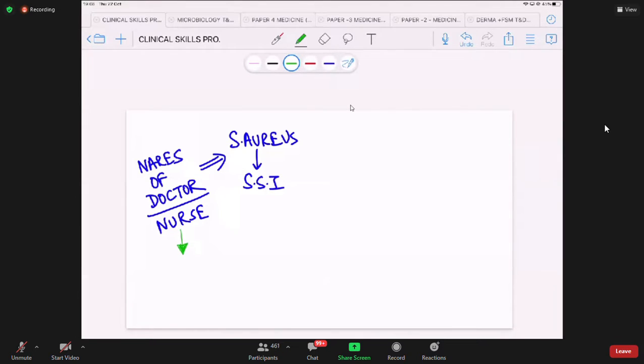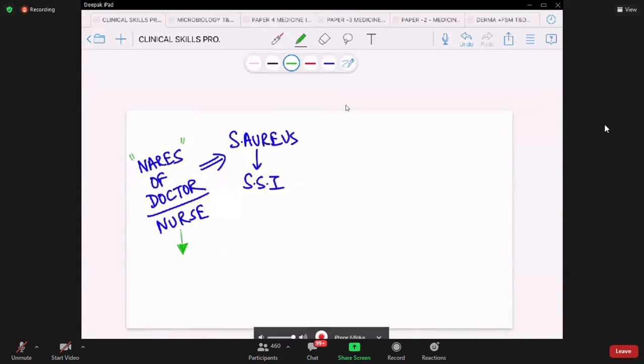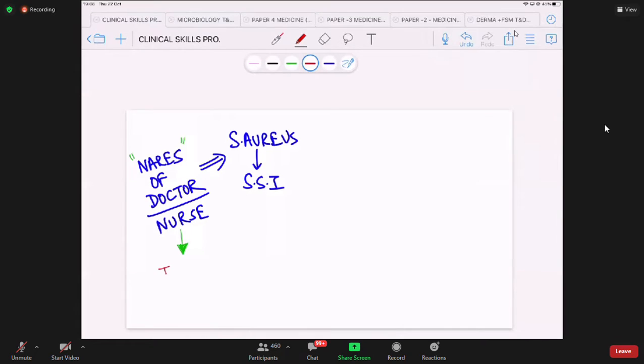I repeat my statement. The question in the previous years was, a doctor or nurse is having colonization of the nares. So what will you give to the doctor or the nurse so that you can handle the colonization? You will be applying a topical cream here. The topical cream would be mupirocin.